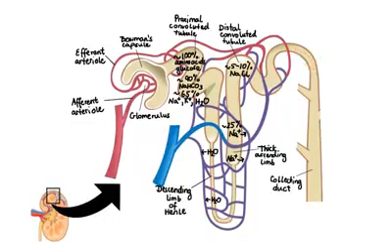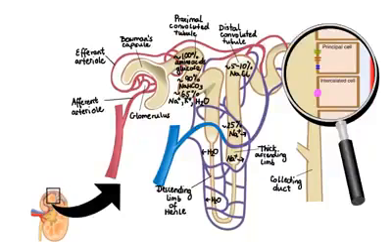Here we find two types of cells, the principal cells and the intercalated cells. Now the functions of the principal cells are regulated by two hormones: aldosterone, which increases sodium reabsorption and increases potassium secretion, and antidiuretic hormone, which increases water permeability and thus increases water reabsorption. On the other hand, the intercalated cells are regulated by aldosterone, but their primary function is to secrete hydrogen ions and reabsorb potassium.